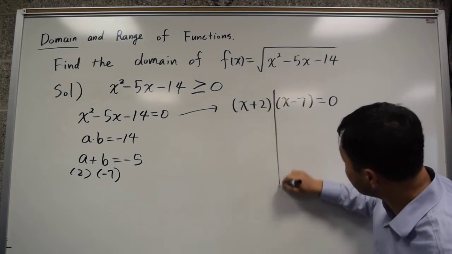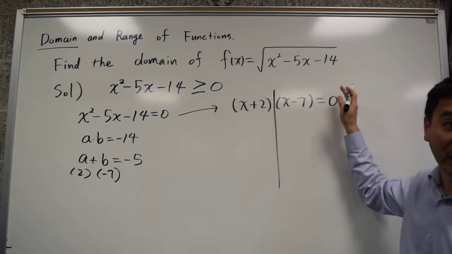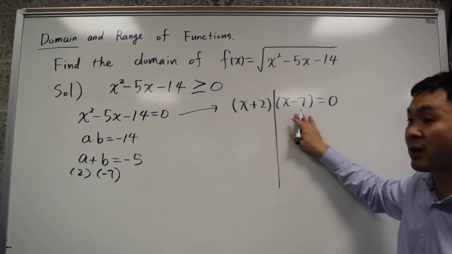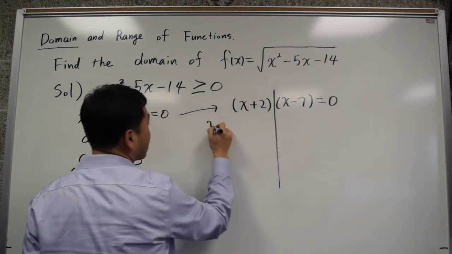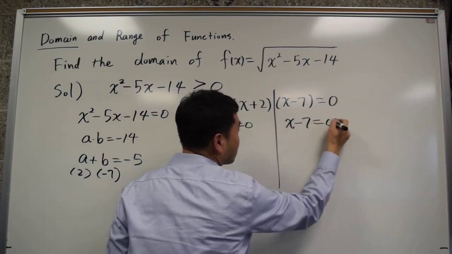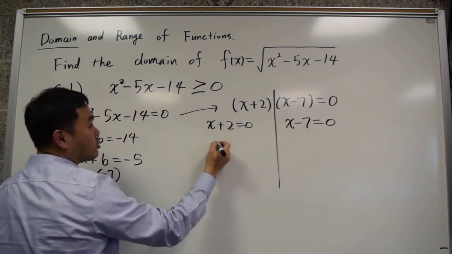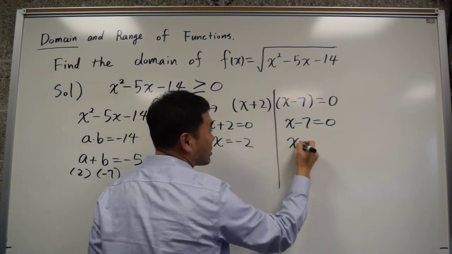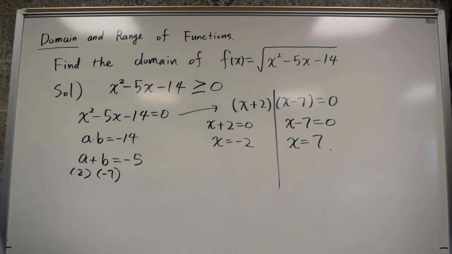And when two things multiply to equal 0, either the first factor is equal to 0 or the second factor is equal to 0. So you write down x plus 2 equals 0 or x minus 7 equals 0. If you subtract 2 from both sides, you get x equals negative 2. If you add 7 to both sides, you get x equals positive 7. So you quickly get the answer for the equation.